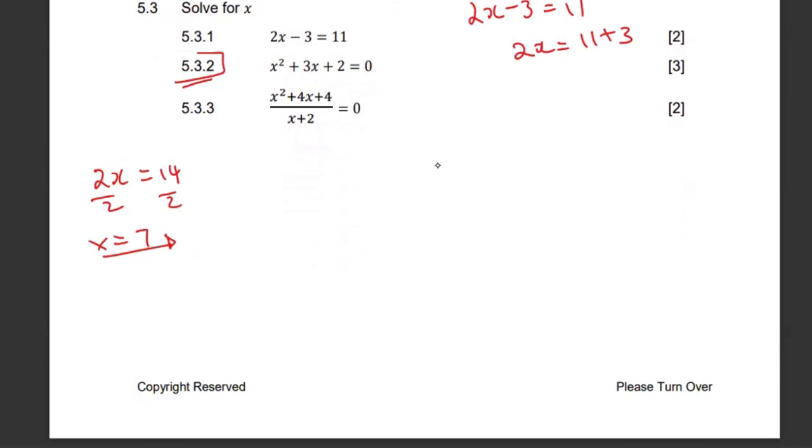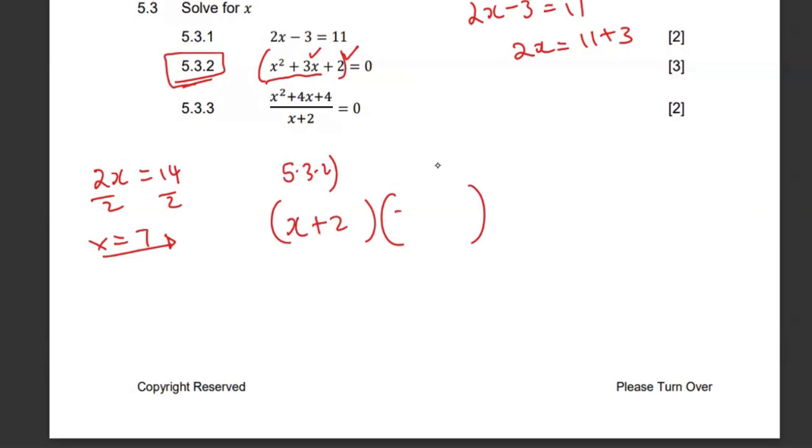With 5.3.2, if it's x squared plus 3x plus 2, remember this is a quadratic. We must expect 2 answers. Okay, so first things first, we need to factorize. The product is 2, the sum is 3. So x plus 2, x plus 1 equals 0. So x should be -2 or x should be -1.